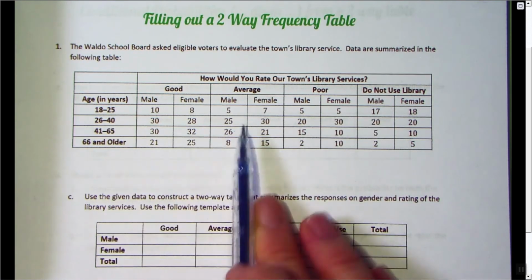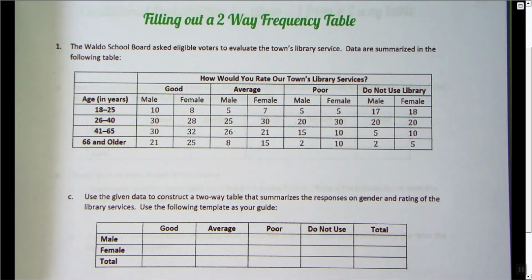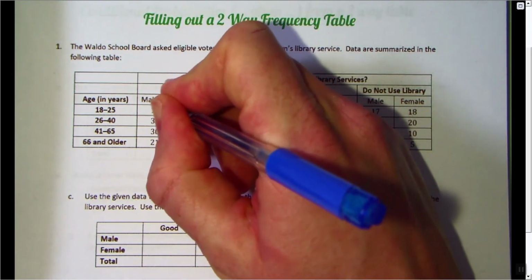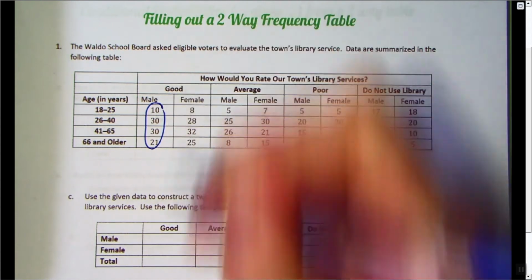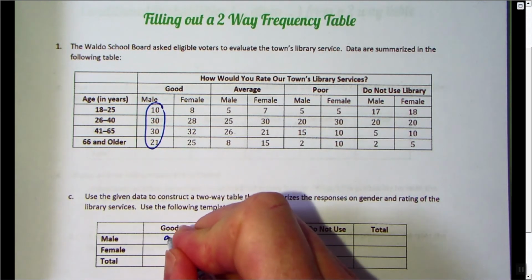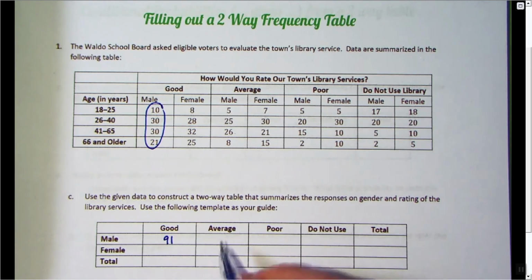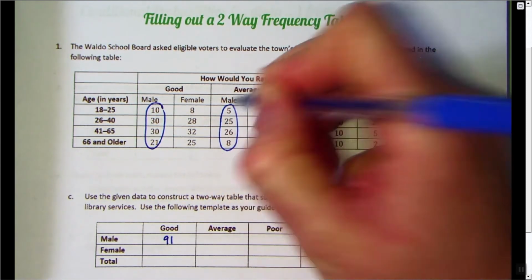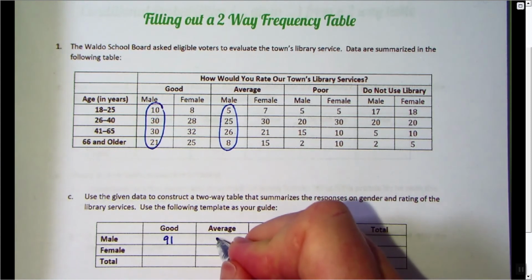I'm going to summarize this data into a two-way frequency table looking only at their rating of the library and their gender. So for this cell right here, this male good is all the males that rate it good. It is adding up all of these numbers right here. If I add up those numbers, I get the number 91. And then in this cell right here, I have all the males that rate it average, which is adding up all of these numbers. If I add those numbers up, I get the number 64.